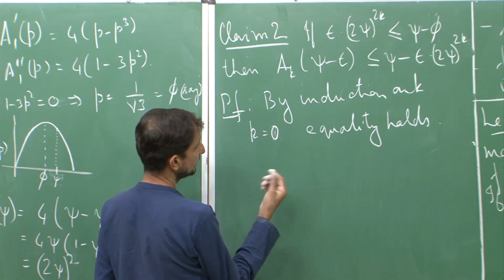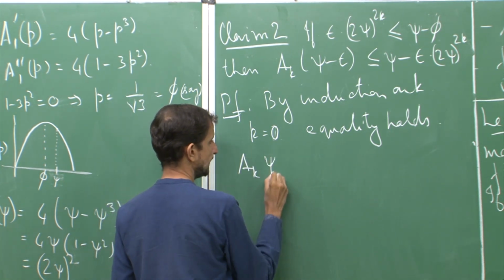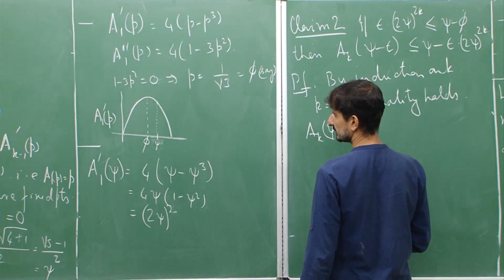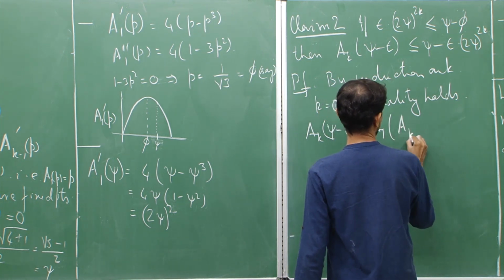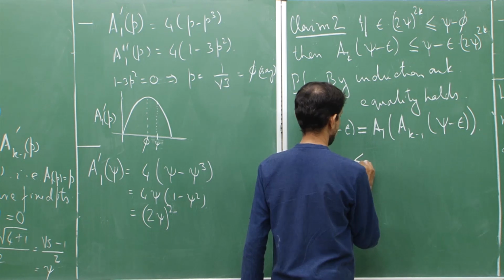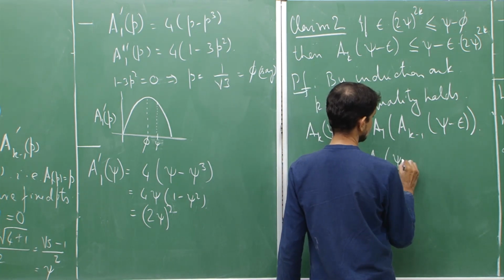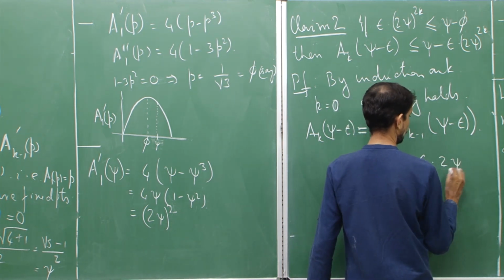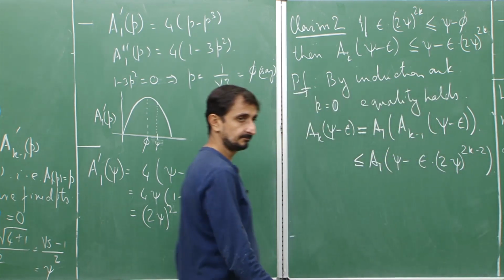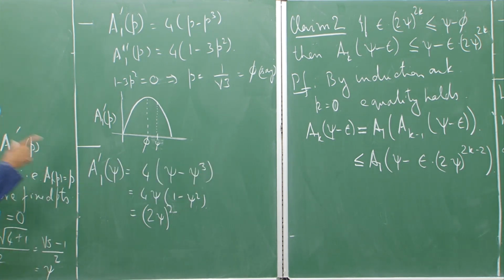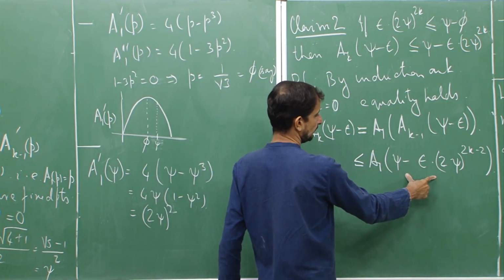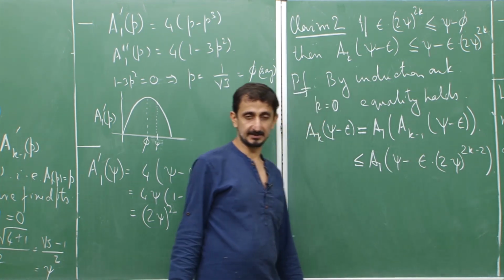Now, assume that it is true for k minus 1. Now let us look at k, a_k of psi minus epsilon. First I will use the inductive definition of a_k. So, a_k of psi minus epsilon is nothing but a_1 of a_(k-1) of psi minus epsilon. Now, by induction we know that this is at most a_1 of psi minus epsilon times 2 psi to the power 2k minus 2. Here I use the definition of a_k, and here I am using the inductive hypothesis to substitute for a_(k-1).